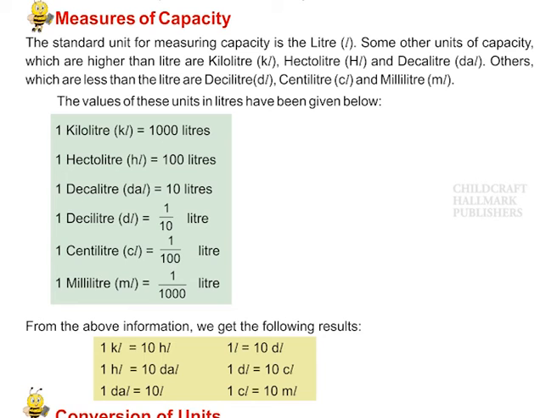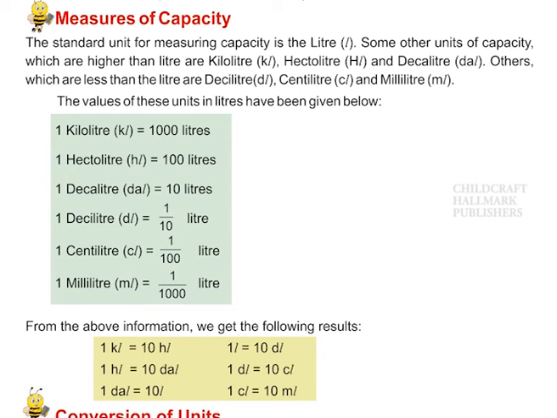1 kiloliter is equal to 1000 liters. 1 hectoliter is equal to 100 liters. 1 decaliter is equal to 10 liters. 1 deciliter is equal to 1 by 10 liter. 1 centiliter is equal to 1 by 100 liter. 1 milliliter is equal to 1 by 1000 liter.